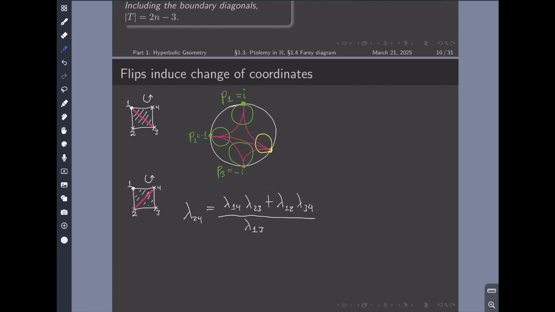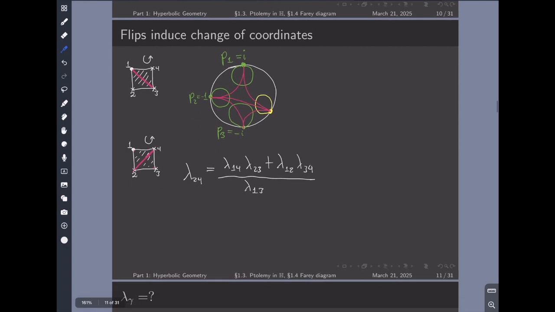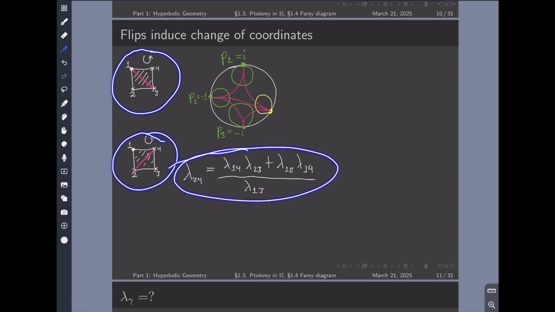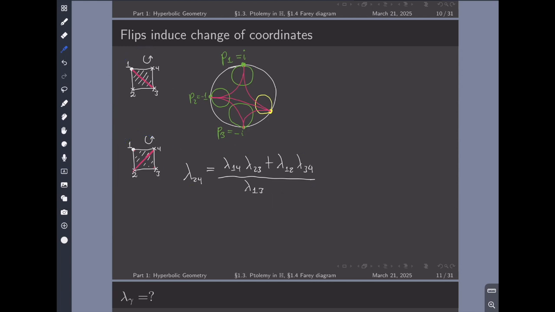Penner's theorem, what it really gives me is the relation between the coordinatization of the decorated Teichmüller space provided by this triangulation and the coordinatization provided by this other triangulation. And Penner's theorem is actually kind of an equation between functions defined on the decorated Teichmüller space.